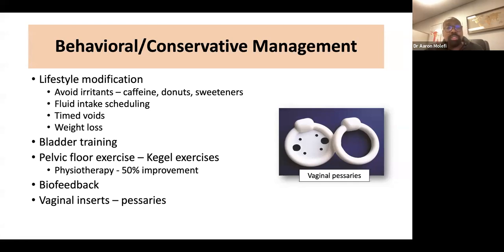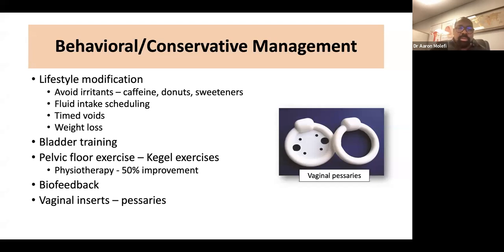Patients should actually avoid irritants, yeah? So caffeine, donuts, or sweeteners, right? What happens is that stopping coffee will not completely eliminate the overactive bladder, or the urinary incontinence, but it will make it better. We know our patients, they love drinking coffee. So maybe the advice will be stop if possible, but if not, maybe reduce the number of cups of coffee that you take on a regular basis, right?